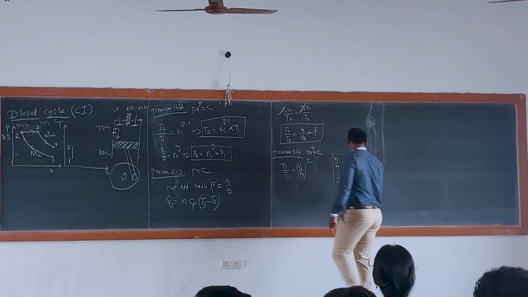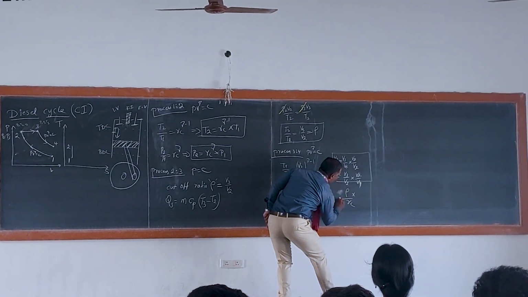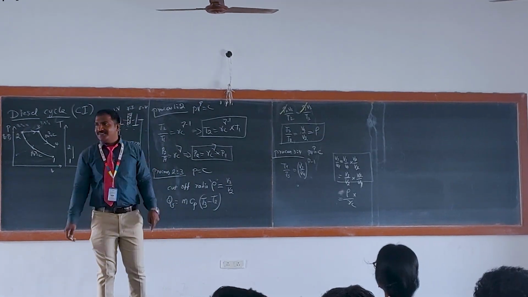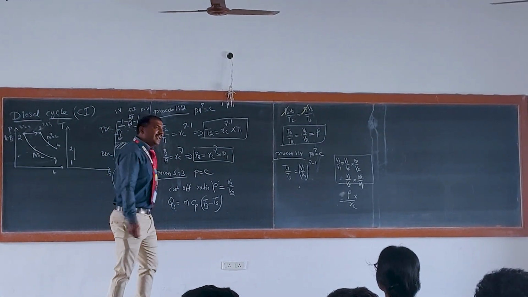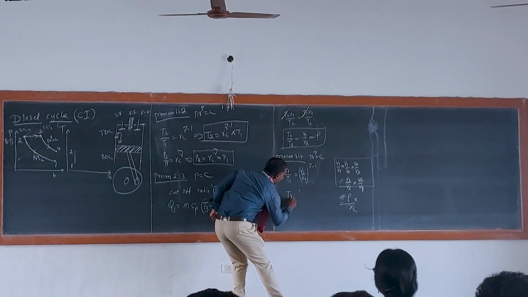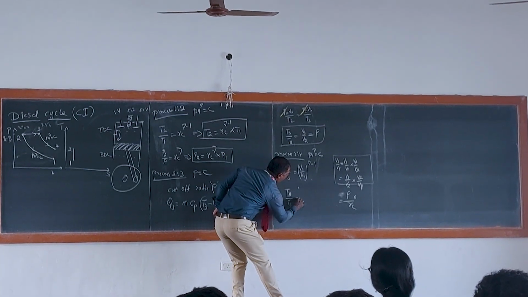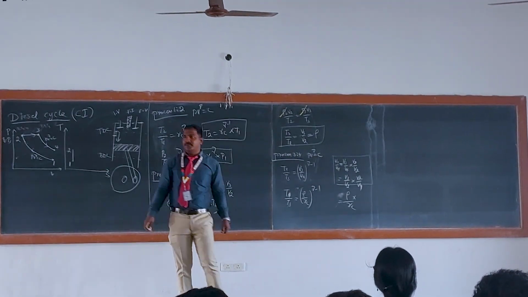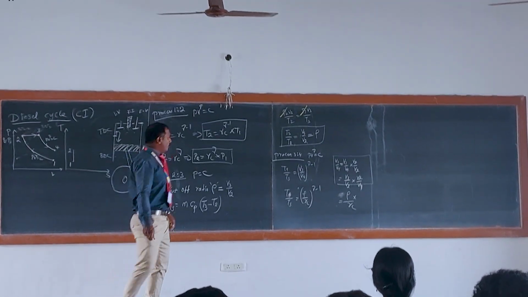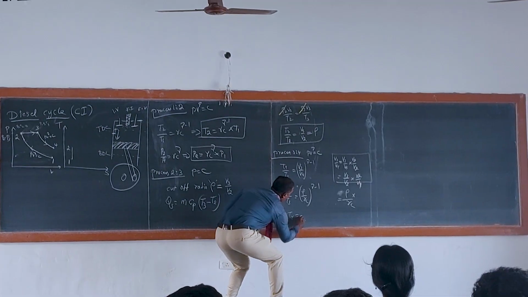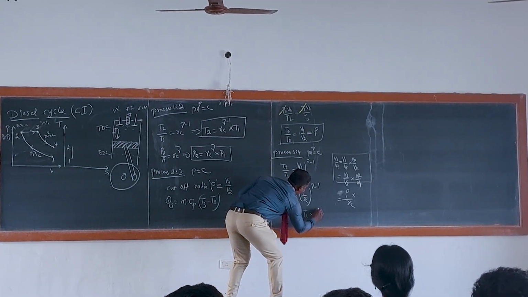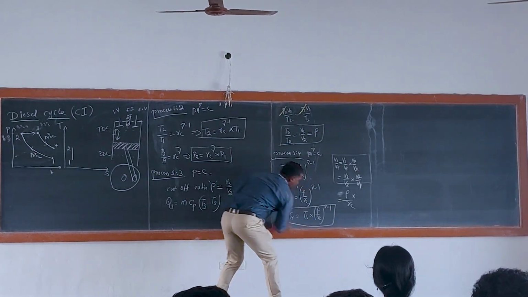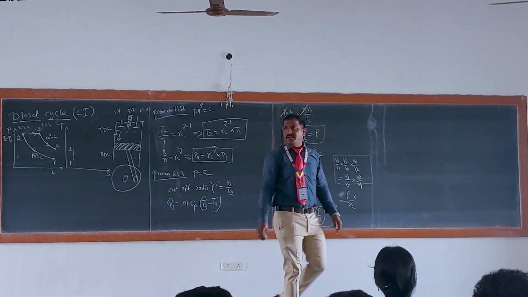By compression ratio rc, so that term I can write as rho by rc. Simple, no problem. So T4 divided by T3 is equal to (rho by rc) whole power gamma minus 1. So if you want to know your T4, that is T3 into (rho by rc) power gamma minus 1. Got it? Very simple.